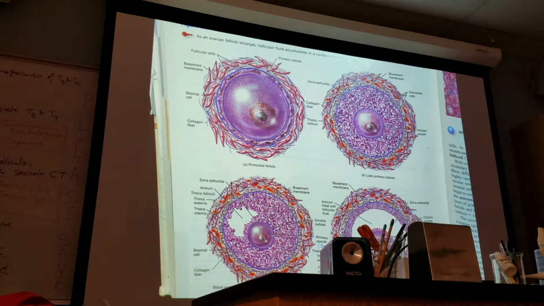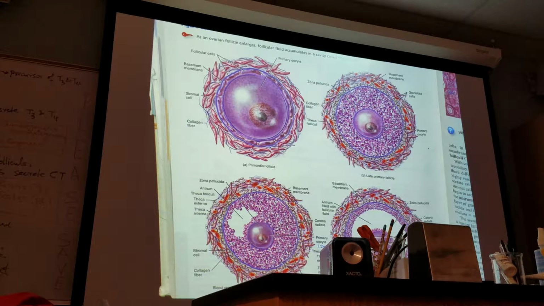And this primary oocyte is surrounded by flat cells, a single layer of squamous cells. These cells are called follicular cells. Don't confuse them with follicular cells of the thyroid follicle, but these are follicular cells of the primordial follicle.